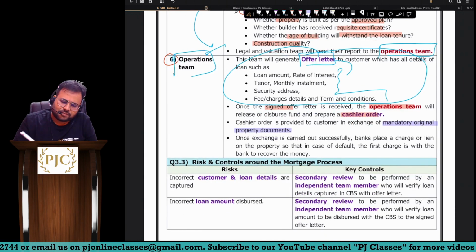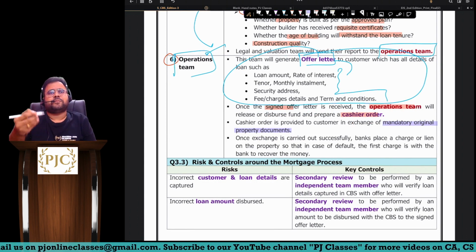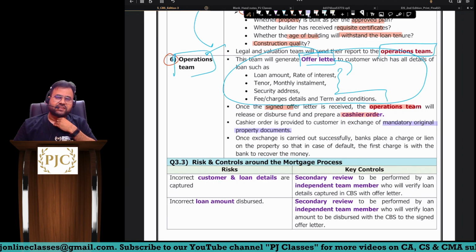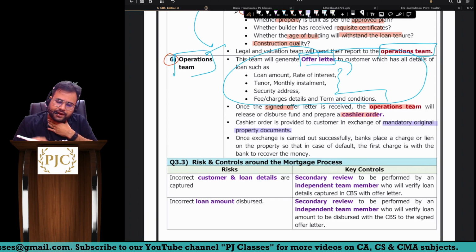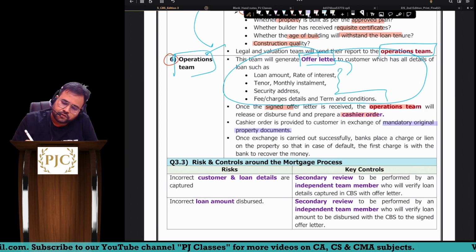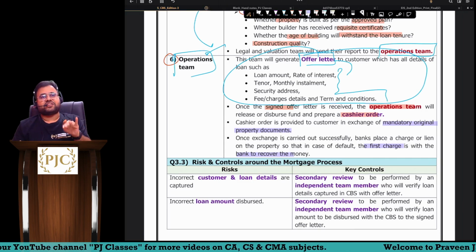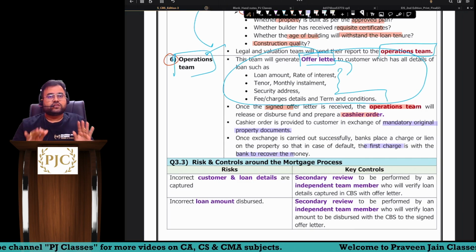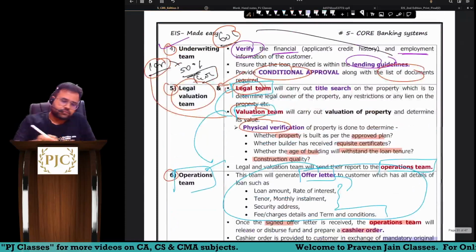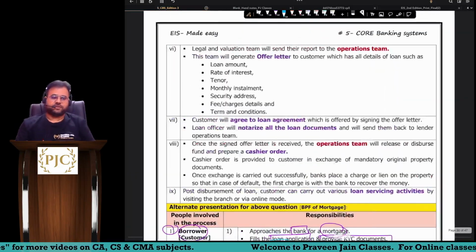Okay, and then after that, can I say, now you have to pay regular interest EMI amounts, and if at all you don't pay, matlab default in making the payment, so can I say bank is having the first charge on the property and they can recover the money by selling the property also. So this is what your entire mortgage process is, sir. I hope this is clear.